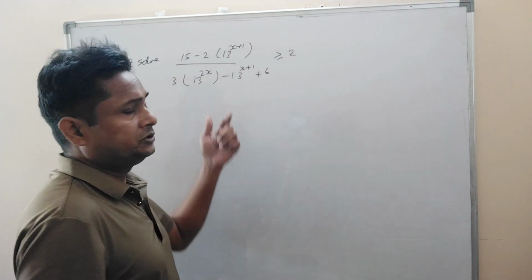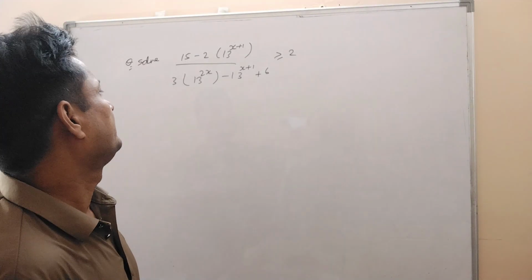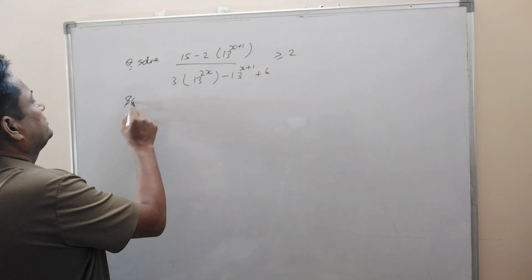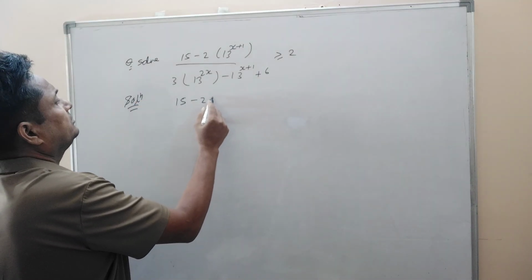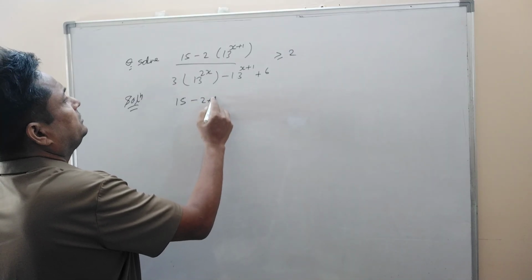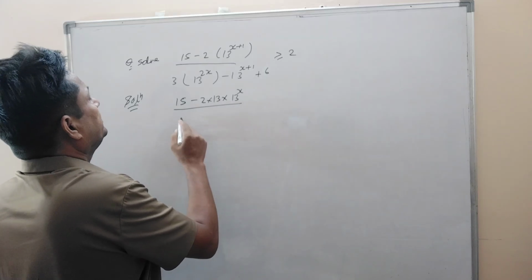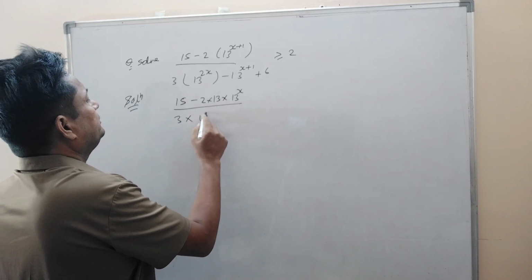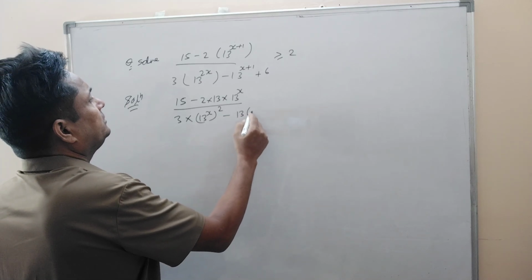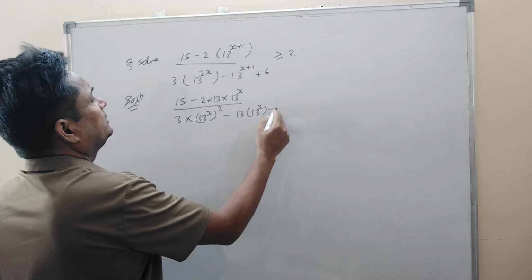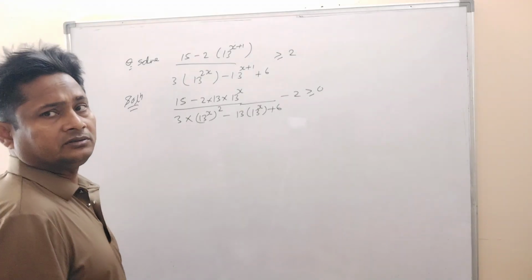Now let's solve this question. This is based on exponential inequalities. How will you solve this question? 15 minus 2 times 13 to the power x, divided by 3 into 13 to the power x whole square, minus 13 into 13 to the power x, plus 6, minus 2 greater than or equal to 0.